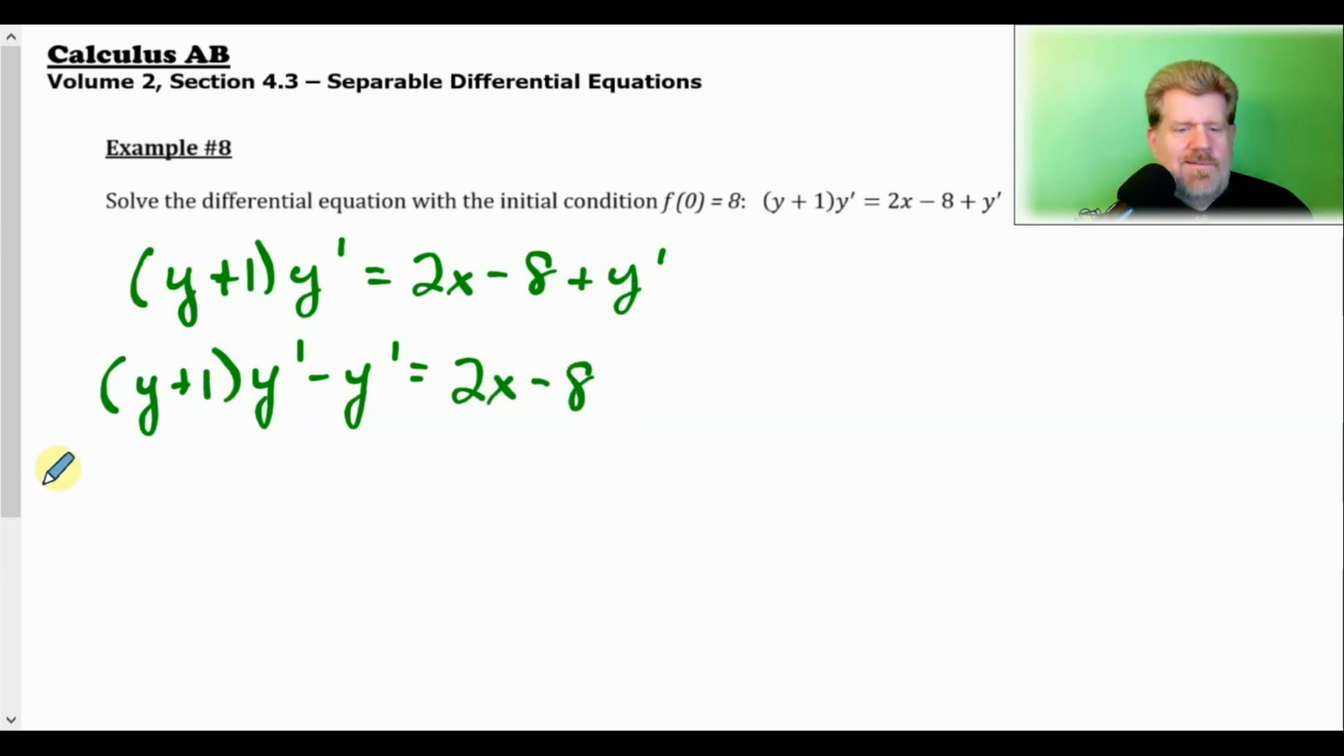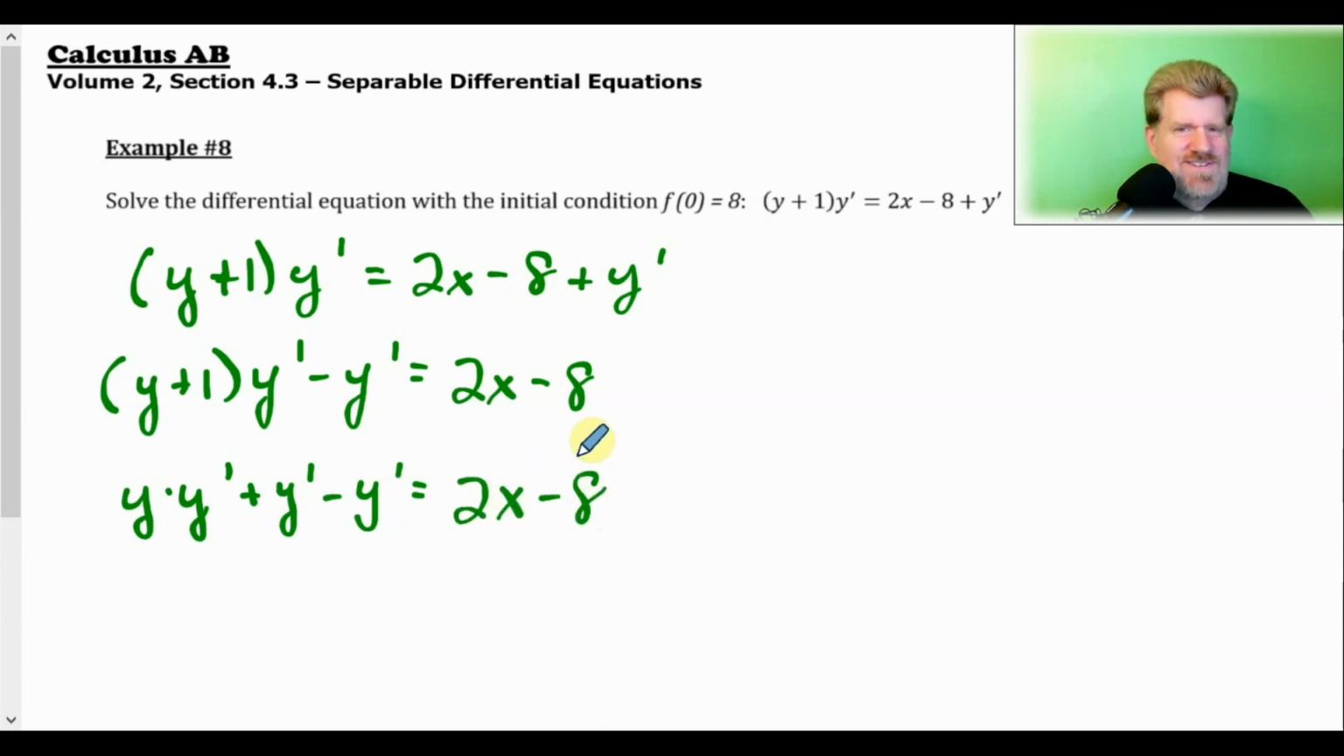All right. What do you see? How do I simplify this one? Well, let's distribute that through. It'll be y times y prime. And the reason I didn't change it to dy dx yet is because I didn't want to write dy dx 1,000 times. All right, y times y prime. What's 1 times y prime? Minus y prime. 2x minus 8.